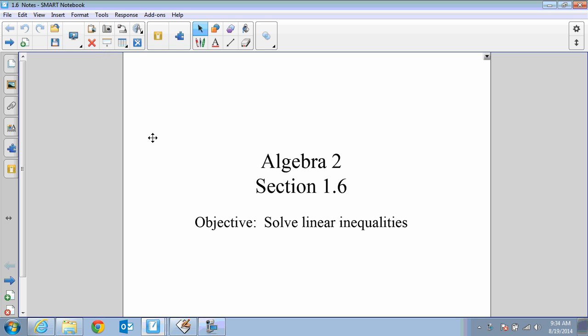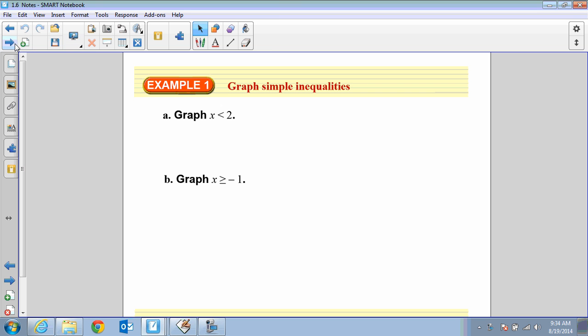All right, Algebra 2, Section 1.6 notes, objective: solve linear inequalities. We've done this since Algebra 1. It's just really important that you remember the rules and get those down.